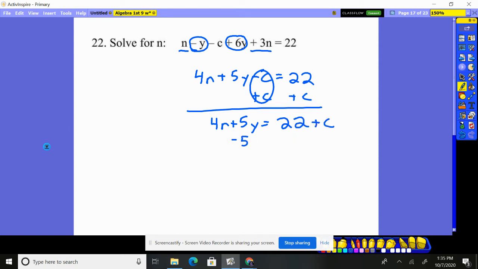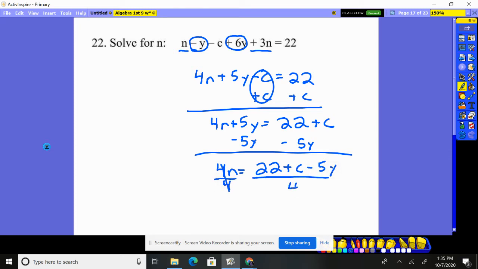I now move my 5y over by subtracting 5y from both sides. 4n equals 22 plus c minus 5y. And then final step, divide by 4, divide by 4. So n equals 22 plus c minus 5y, the entire quantity divided by 4.